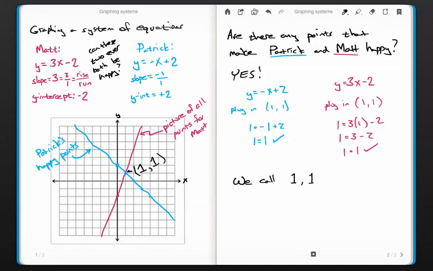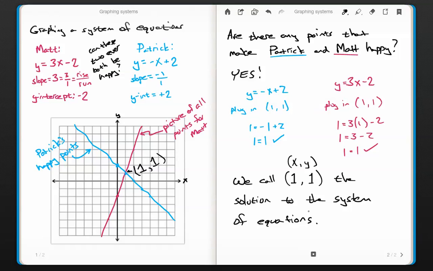All right, so we call 1, 1. One comma 1, and that is really, what does that represent? That represents x and y. The solution to the system of equations. Because when we just have one equation, there's an infinite number of points that will make Matt happy, right?